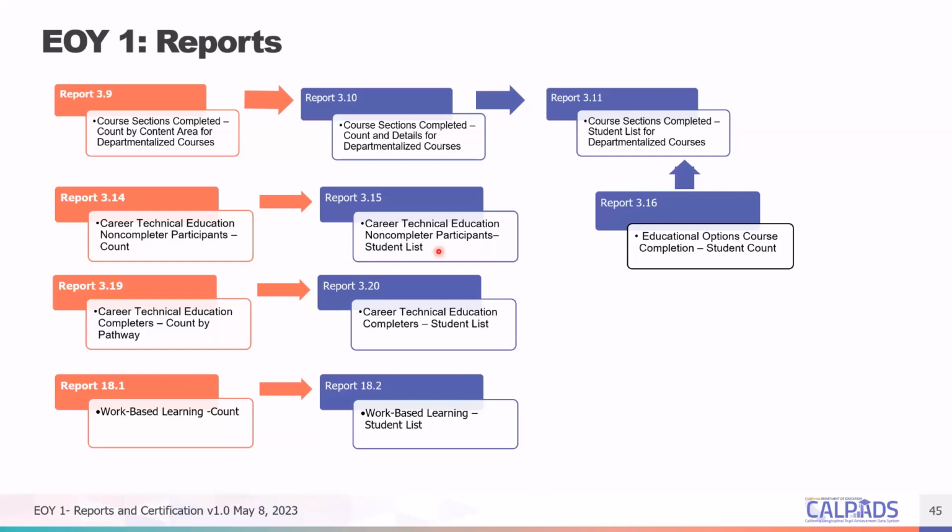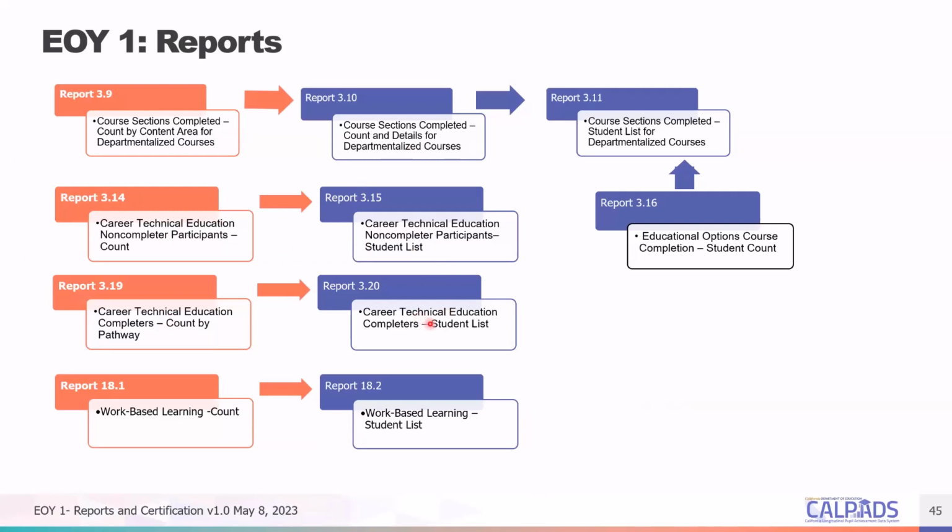Now you have report 3.14 and 15, which lists your CTE non-completer participants. So these are students who completed a CTE course. It could be an intro course, it could be a concentrator course, it could even be a capstone course. However, since you did not submit an SCTE record showing them as a completer, they then are funneled into the 3.14, 3.15 report.